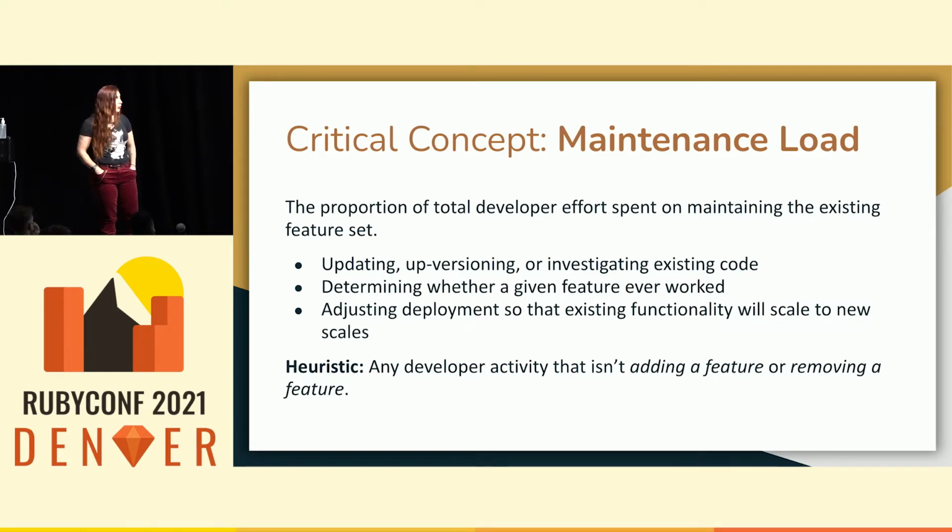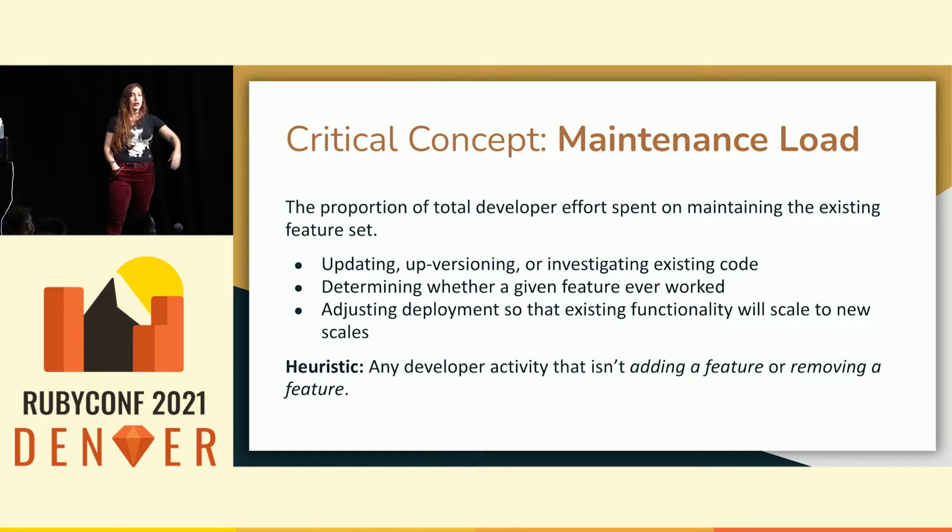So if you have one developer and that developer spends 1 day, let's say, working on features, and 4 days on other tickets related to maintaining the code base, then the maintenance load is 80%. So a couple examples of what kind of tickets would count as maintenance load might be updating or upversioning or investigating existing code. Hands up if you've done something like this. Congratulations, you have done maintenance load.